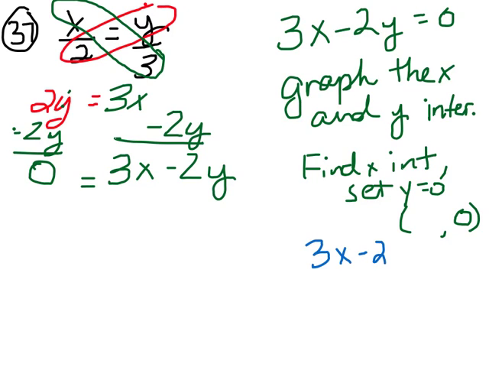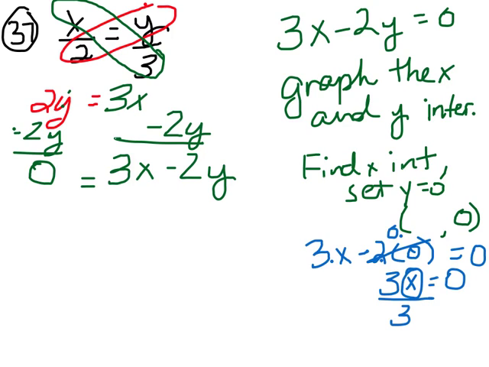3x minus 2, I got to plug in my y, is equal to 0. Well, y is 0, so I'm going to plug it in. So 2 times 0 is 0. 3x minus 0 is 3x. 3x equal to 0. If I want to solve for x, I divide both sides by 3, and I get x is 0. So I get the point 0, 0. We'll graph it in a minute.